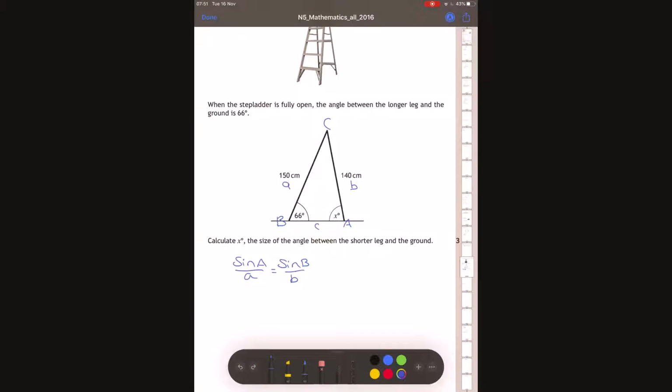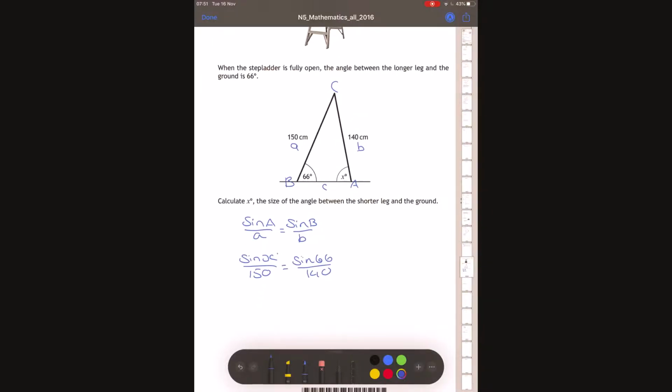So what is sine of A? Well, sine of A is actually just sine of X. What's A? 150. Sine of B is sine 66 over 140. So taking that 150 over to the other side, we get 150 sine 66 over 140.